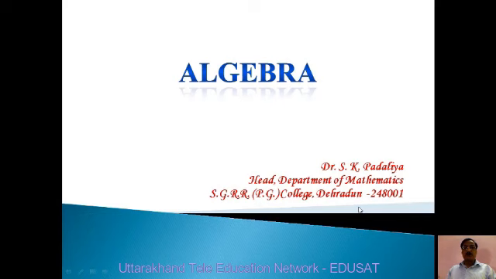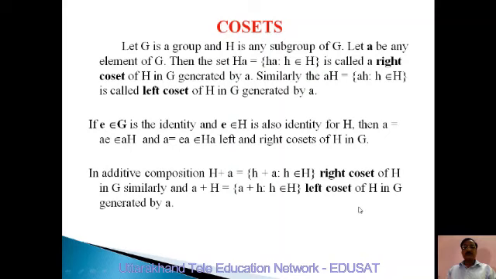In this paper we have cosets. As we know, G is a group and H is a subgroup. Let a be any point of G, then the set Ha is written with a on the right side, so this is called the right coset of H in G generated by a. Similarly, if a is written on the left side of H, then it is called the left coset of H in G generated by a.